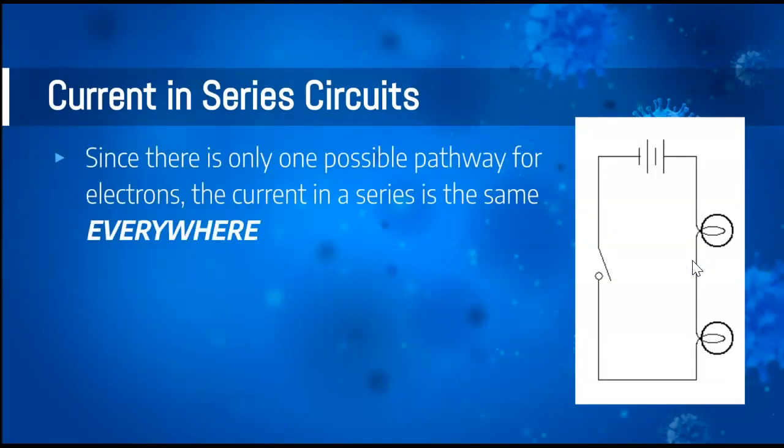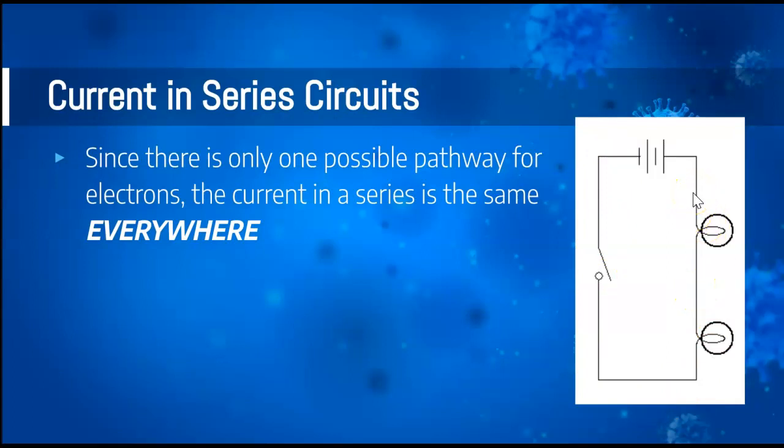Okay, that's an important idea to think about when we get into actually calculating the current in a series circuit. Since there's only one possible pathway for the electrons, that means the current has to be the same everywhere. So if an electron comes out here and travels through the circuit and goes through a lamp, and then back in, however many electrons go by here has to be the same as here, the same as here, same here, same here, same here.